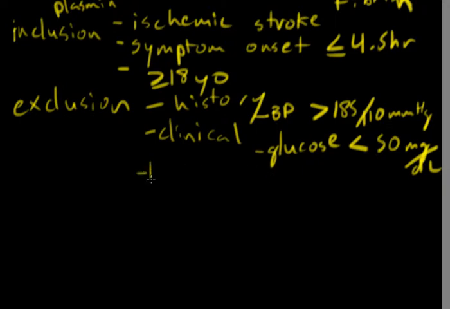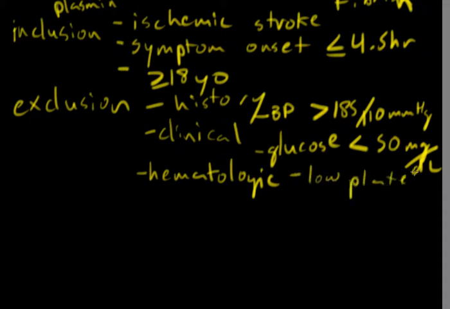Other exclusion criteria you want to consider as the labs start rolling in are hematologic findings. So if their platelet count is low, don't give it to them. If the INR, which is a measure of how fast blood can clot, is too high, so it takes too long, don't give RTPA to them.